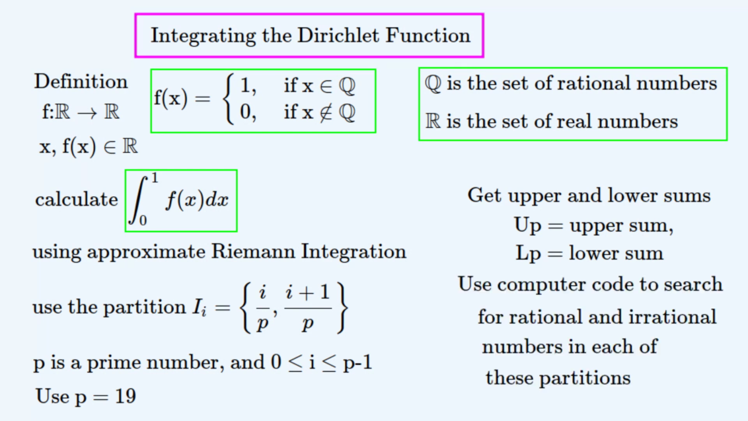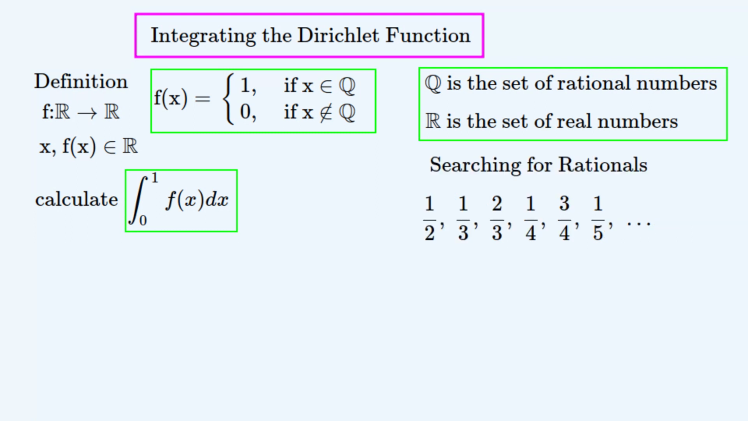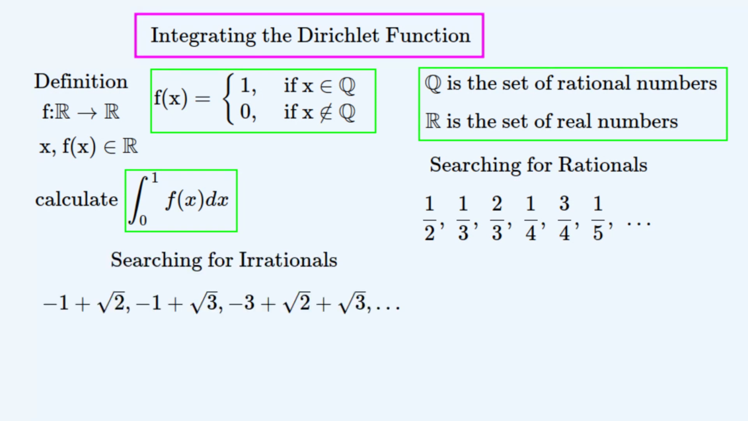Then we'll use computer code to track down rational and irrational numbers to go into our intervals. We'll use a program to search for all of the rational numbers and give them an order like this, so that the fractions with a small denominator come before fractions with a larger denominator, so a half is ahead of a fifth, and this way we'll get all of the rationals in each of the intervals that we want.